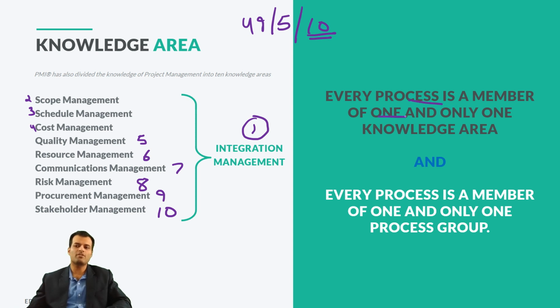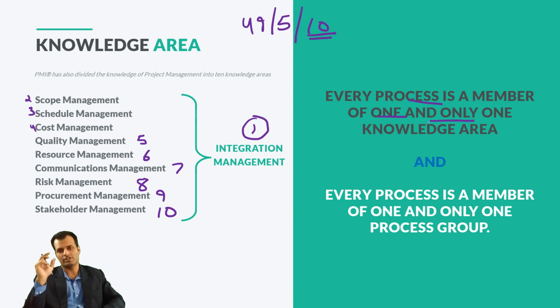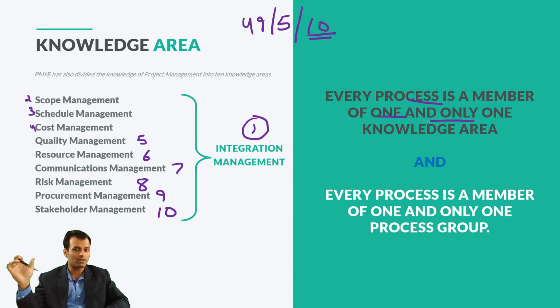Every process is a member of one and only one knowledge area. If you see the first tab of your ITTO sheet, you can see that every process over there is a part of only one knowledge area, and only one process group. For example, your first process name is develop project charter. Develop project charter is part of only integration management. It's not part of scope management, communication, or procurement management. And on the other hand, develop project charter is part of only initiating. It's not part of planning, execution, closing, or monitoring and control. Every process is part of only one process group and only one knowledge area.